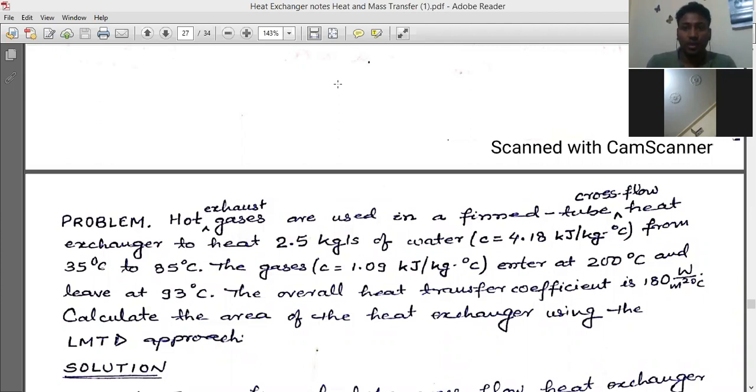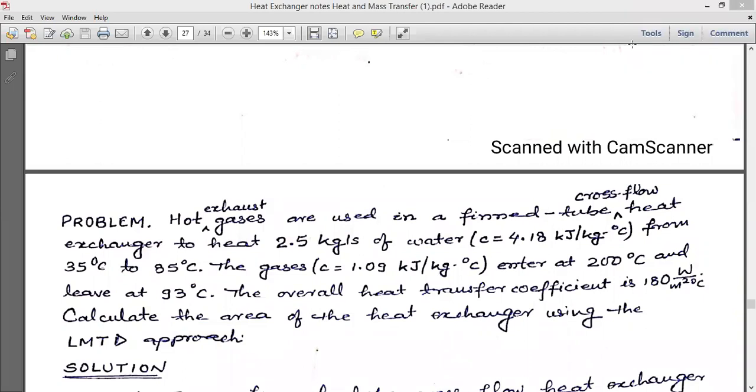Earlier we were aware that there are only two kinds of problems. The first one is the design of a heat exchanger, and the second one is to check the performance of a heat exchanger. To design a heat exchanger, the LMTD method is employed, whereas to check the performance of an existing heat exchanger, the NTU effectiveness method is employed. So today we will go through a few numericals based on the LMTD method.